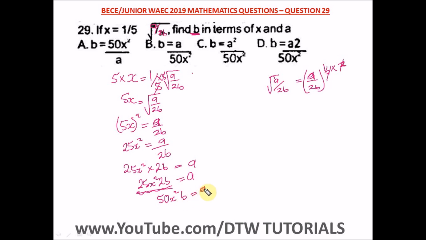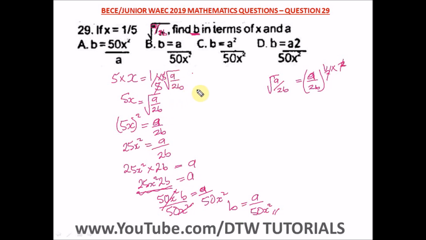So from here, to get b, we divide both sides by 50x squared, where this will cancel out this, so we are left with b is equal to a over 50x squared. So this is our answer. And what is our right option?